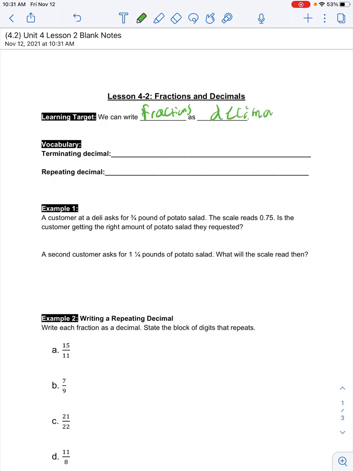Right, seventh graders, here we go. We can write fractions as decimals. So a couple things, a terminating decimal means that the decimal ends.